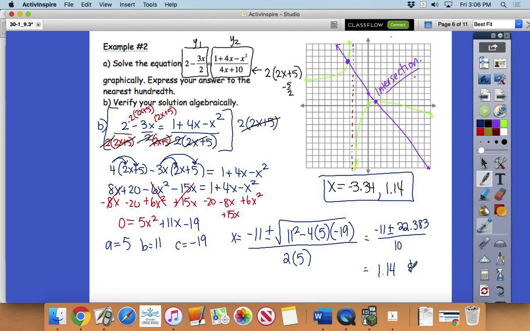With the subtraction, I get negative 3.34. So exactly the same answers that I got graphically. So that's what you should find, is both answers work. Both answers are correct, and that is how we verify.